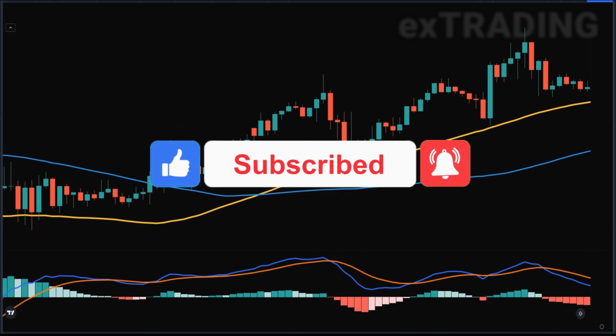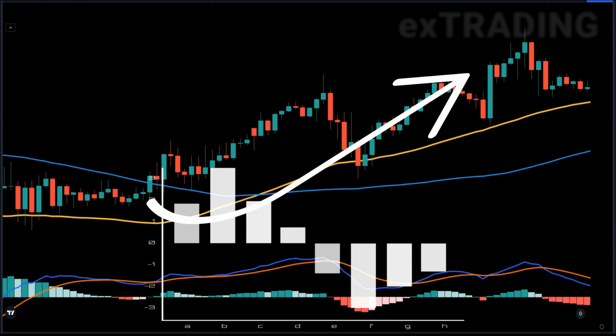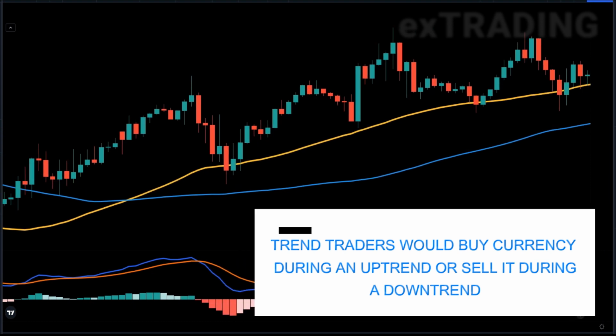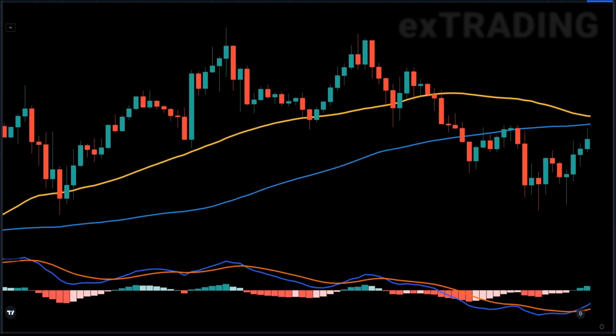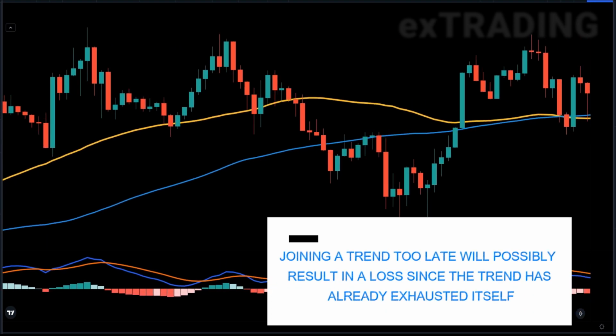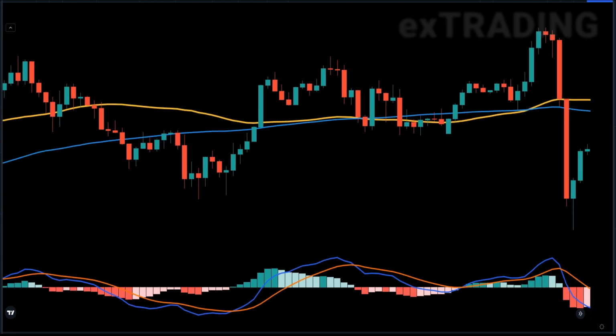Trend trading is a strategy where you follow the direction of market momentum. The concept is quite simple. Trend traders would buy currency during an uptrend or sell it during a downtrend. The practice, however, can be much more complicated than that. Joining a trend too late will possibly result in a loss since the trend has already exhausted itself.